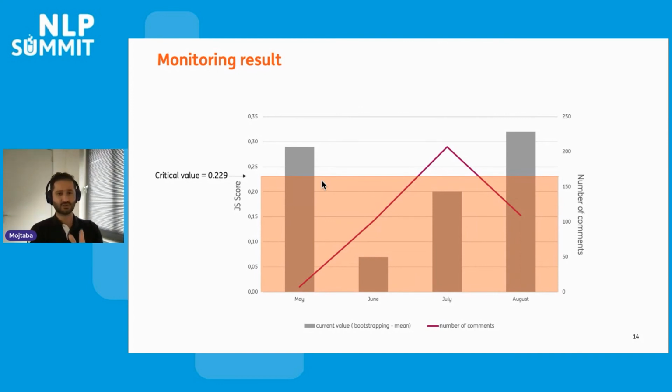You can see June, July, and August. In August, we see that our null hypothesis is rejected and there is a kind of drift in our model. The red line shows the number of comments, and you see that the number of comments is not negligible. So August is, for us, the indication that there is a drift in our data and in our model, and it's the time that we need to retrain our model. It's the time that we have to look into our model. Our model has started to degrade.